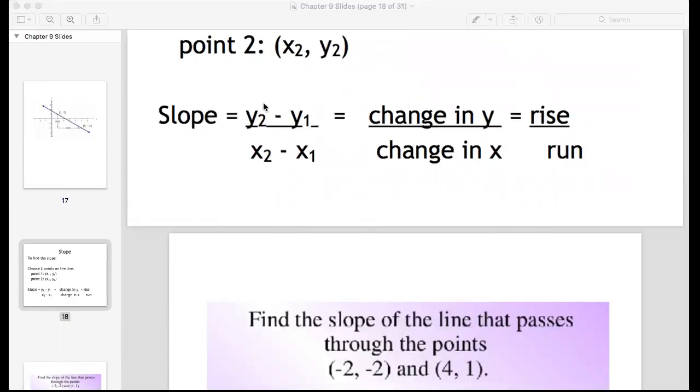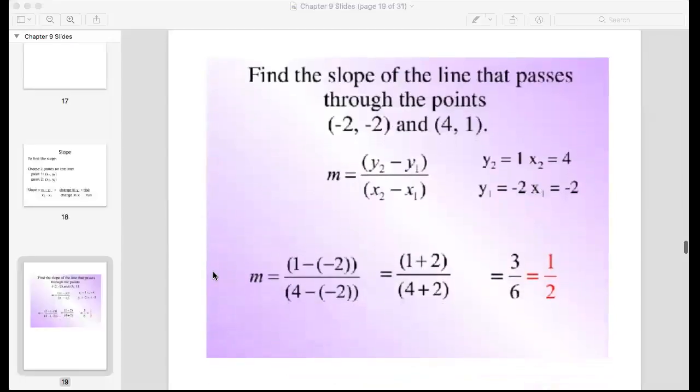So you always want to keep the y's on top and the x on the bottom. You can change the order. I personally always say y2 minus y1, just so that I don't mess up those equations, because if you look it up to try to verify, you're always going to see it set up that way, y2 minus y1.